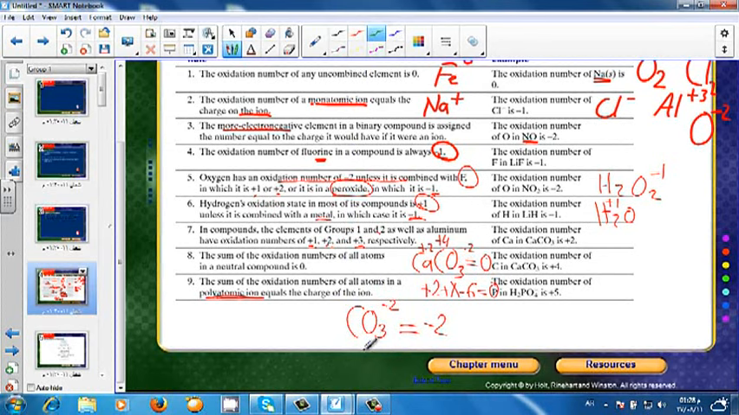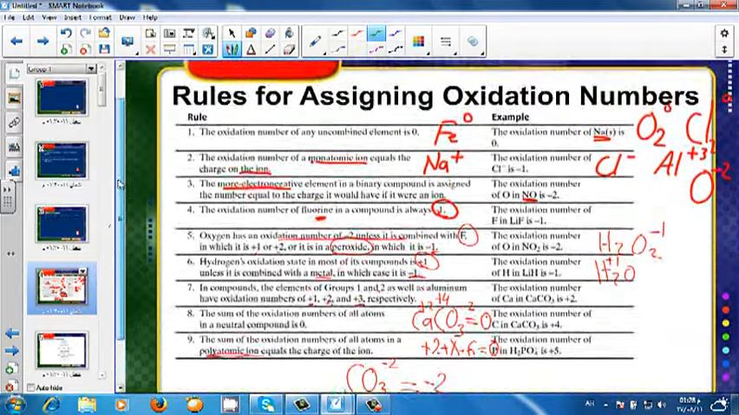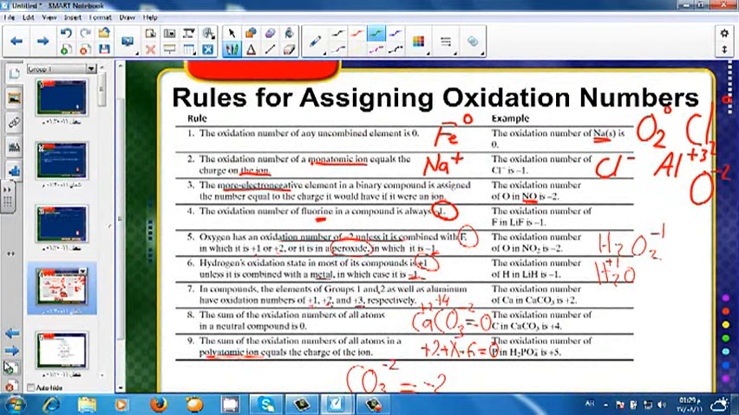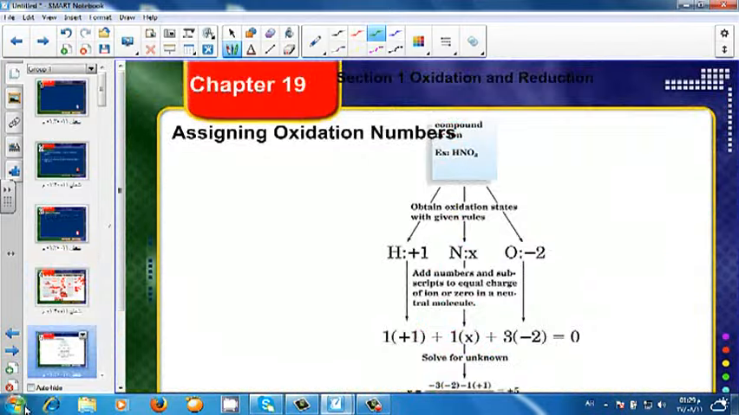Okay, so let's calculate. For the oxygen it will be negative 6. I want to get it calculated for carbon, and this is negative 2, so it will be of course positive 4. So the oxidation number for the carbon here will be positive 4, negative 6 equal negative 2. So by this way I'm done with assigning the oxidation numbers for different elements in different conditions.